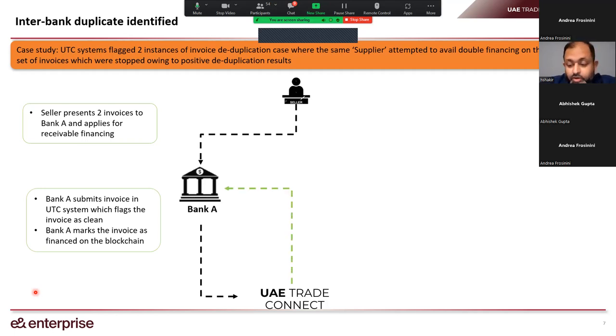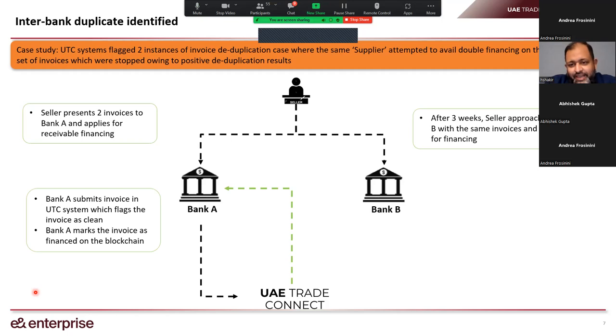KYC comes out good. And they said, well, we now have a new system called UAE Trade Connect. Let's submit the invoices as a final check against the system. Because the system had not seen those invoices, it marked them as clean, and the bank decided to finance those invoices. And they stamped it onto the blockchain network that they have financed them.